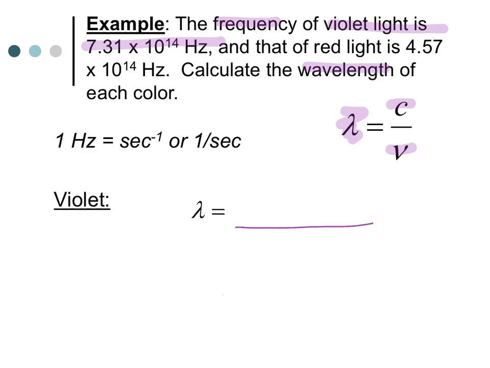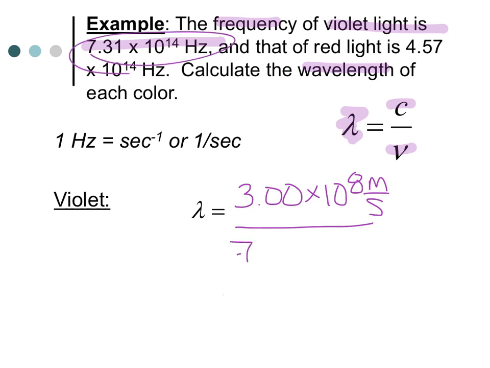On top, the speed of light, the constant, is always 3.00 times 10 to the 8th meters per second. This constant is on your cover sheet for this unit, and you should have that cover sheet with you when you take the test. On the bottom, we're going to plug in the frequency, and that's what was given in the question. 7.31 times 10 to the 14th hertz.